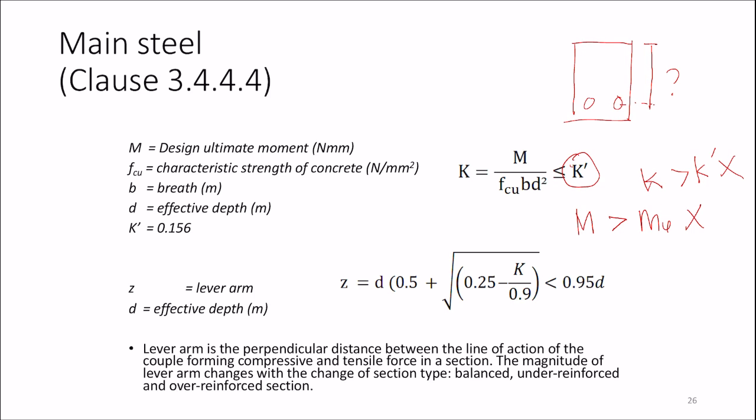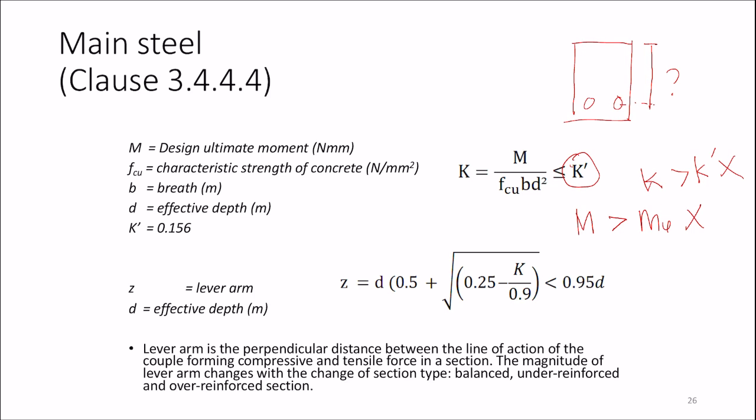And then Z, which is the lever arm. Lever arm is a perpendicular distance between the line of action of couple forming compressive and tensile force in a section. The magnitude of lever arm changes with the change of section type, which are balance, under reinforced and over reinforced section. As you know, compressive force is resisted by concrete, and tensile force is resisted by reinforcement. Lever arm ni adalah distance daripada line yang antara tensile force dan compressive force. Okay, dia tak sama sebab dia boleh berubah.